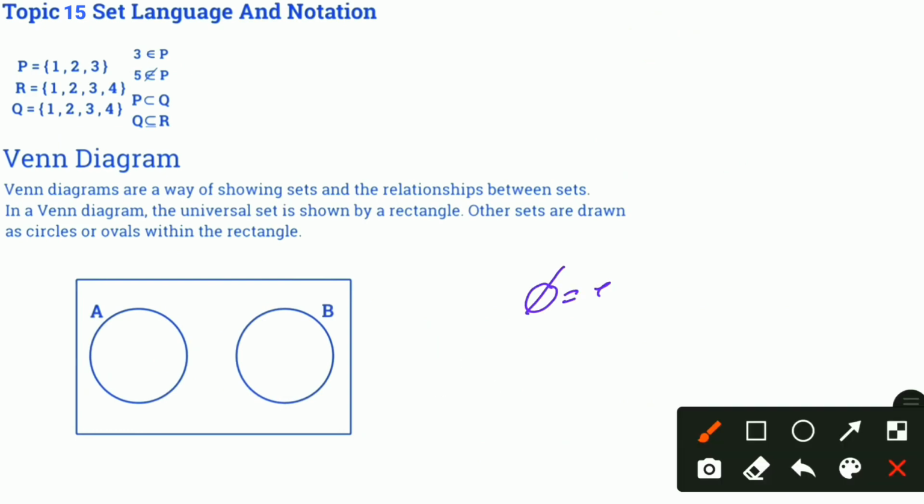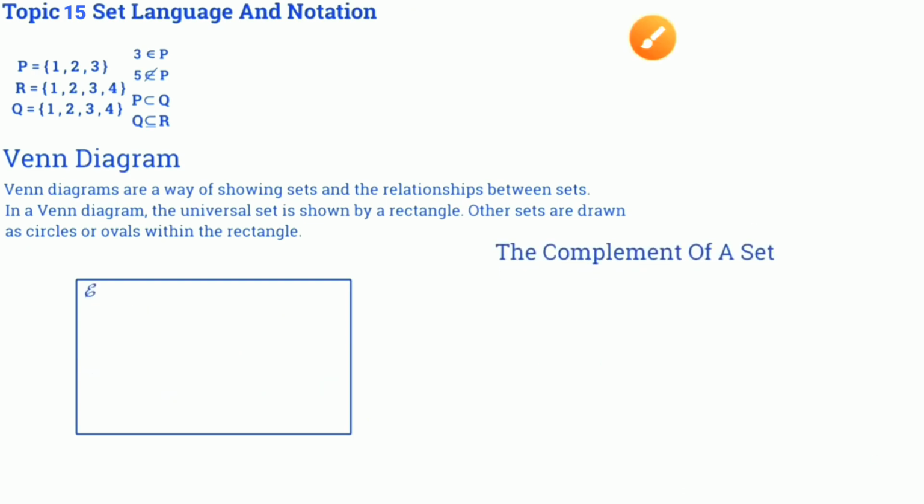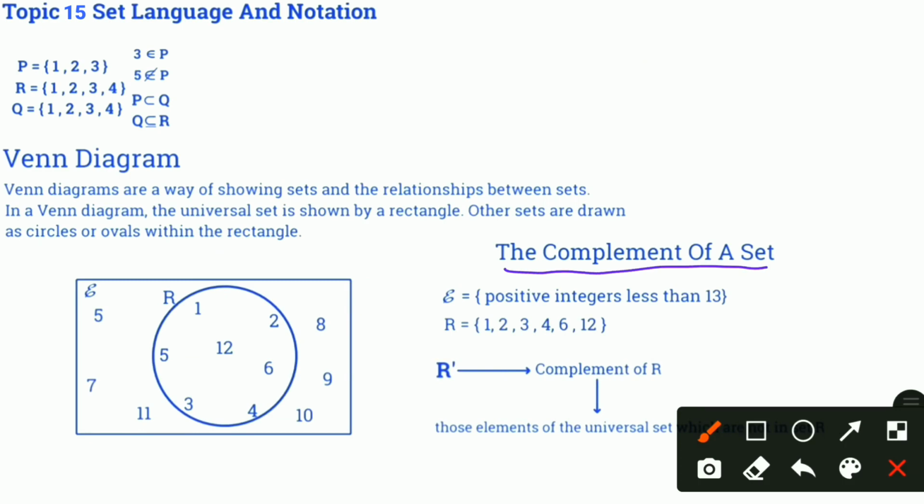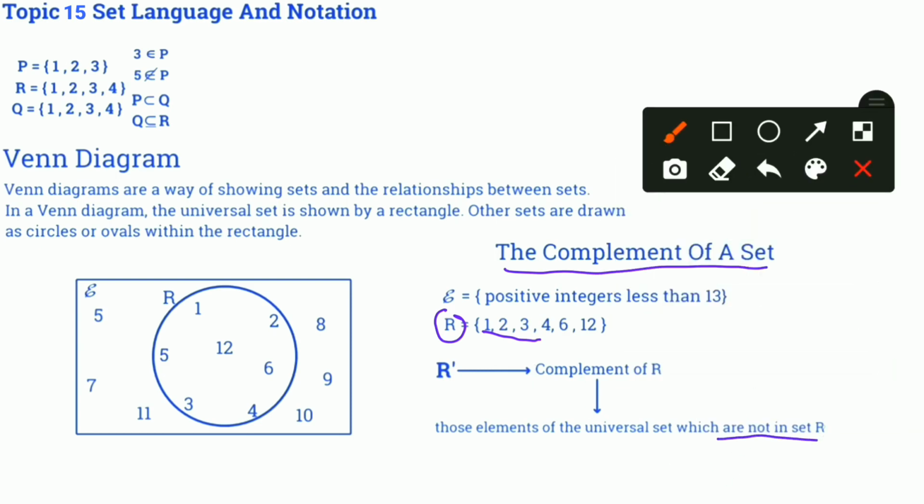This is denoted as the empty set, and it's quite common in set language notation. Complement of a set: for example, if R has the elements 1, 2, 3, 4, 6, 12, then the complement of R will have the elements that are not included in R. It means those elements of the universal set which are not in set R, and it is denoted like this. These elements are not included in the set R.